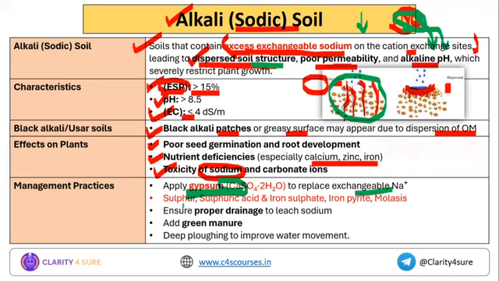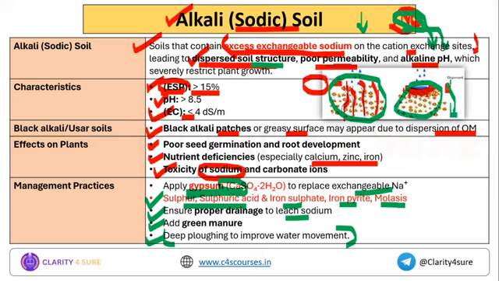Then you can also go for sulfur, sulfuric acid, iron sulfate, iron pyrite, molasses. Then ensure proper drainage again to leach the sodium. Add green manure and do deep ploughing. Deep ploughing improves the water movement. For this soil, you need to do what? Do deep ploughing.